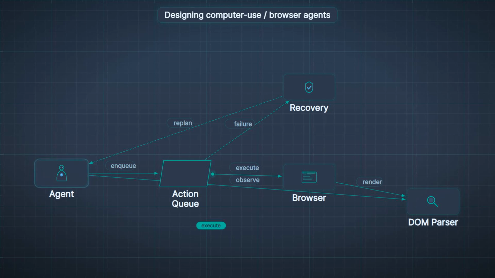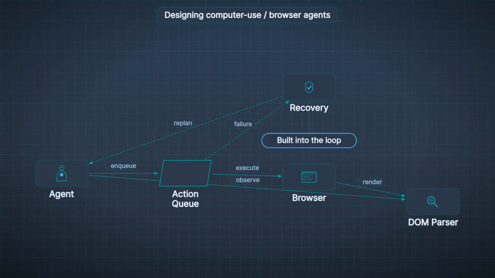The action queue retrieves execution in the browser. The agent replans and retries. Recovery is built into the loop.